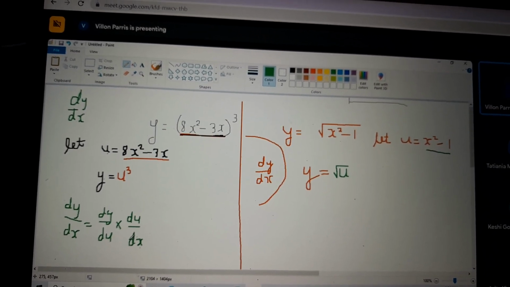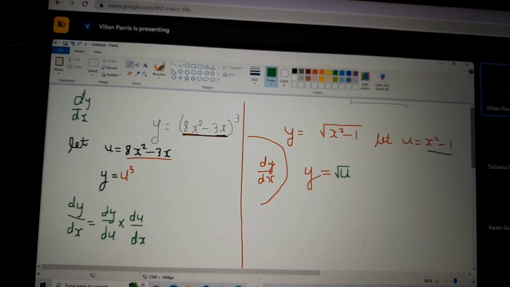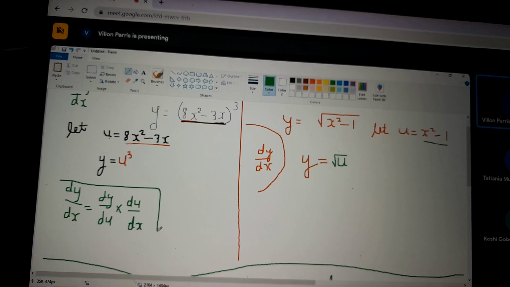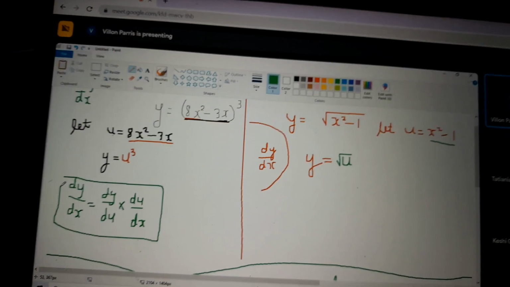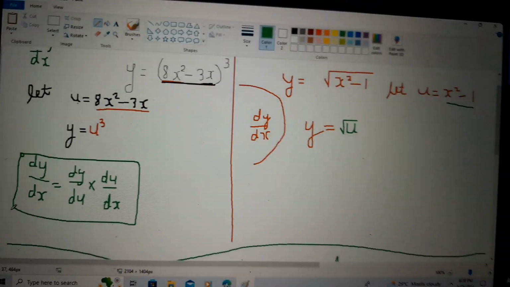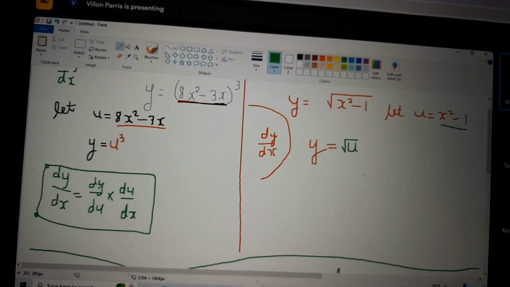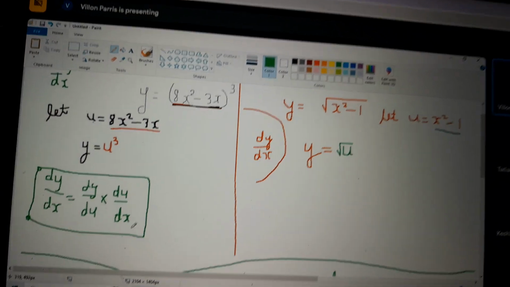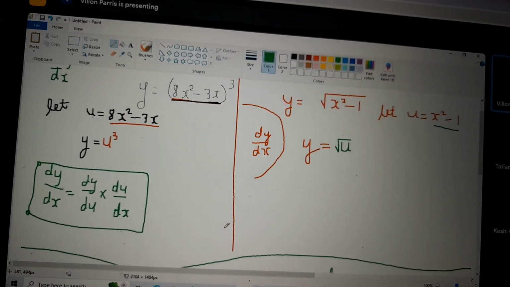So if for some reason we forgot this, or you never did this before, just make a note of this. This is what the chain rule is all about. In order to find dy/dx, which is our first derivative, we use this formula. dy/dx is equal to dy/du times du/dx. That's basically it.